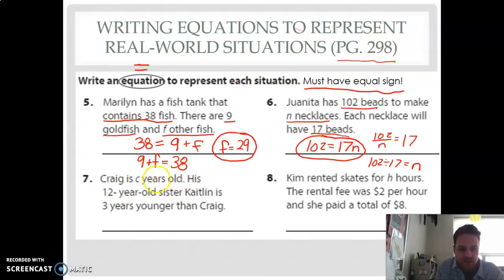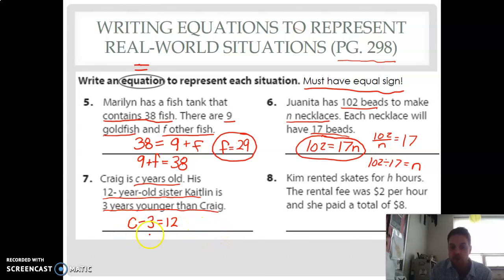This one says, Craig is C years old. His 12-year-old sister, Caitlin, is 3 years younger than Craig. Okay? So his sister's 12, and that's 3 years younger than Craig. This is an interesting one. So in other words, I think what this is saying is, if we take Craig's age and we subtract 3, we should get his sister's age, which is 12.